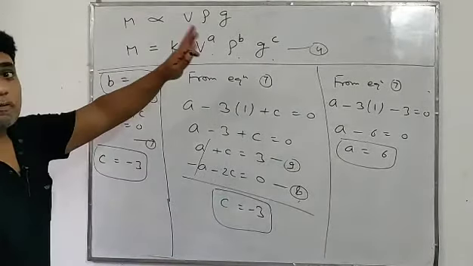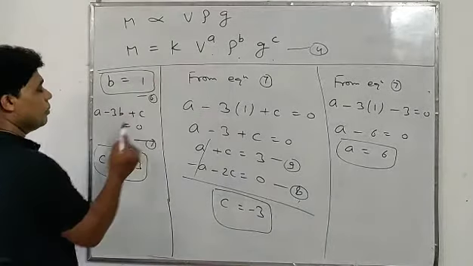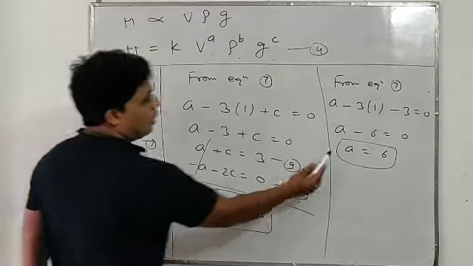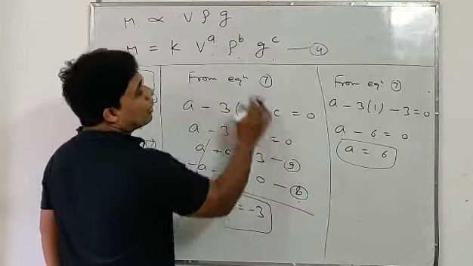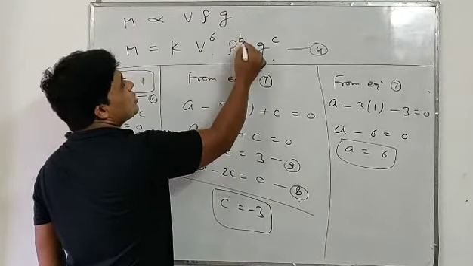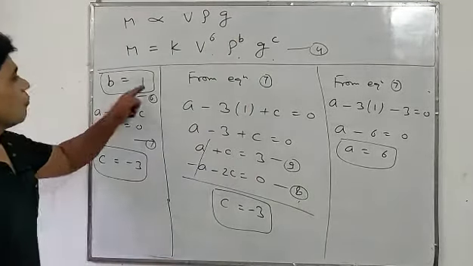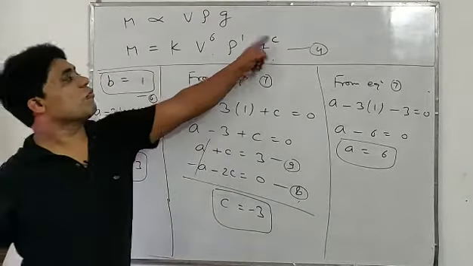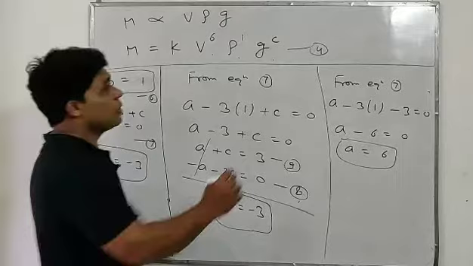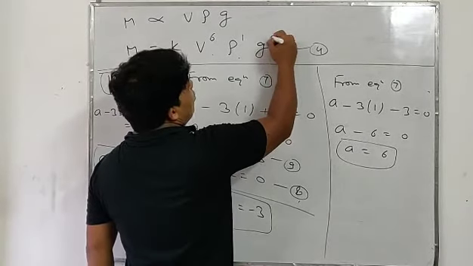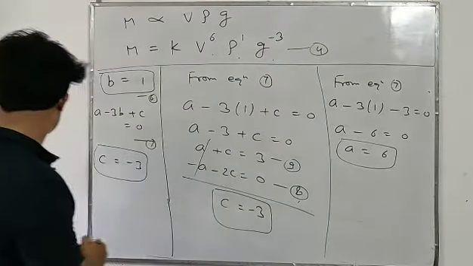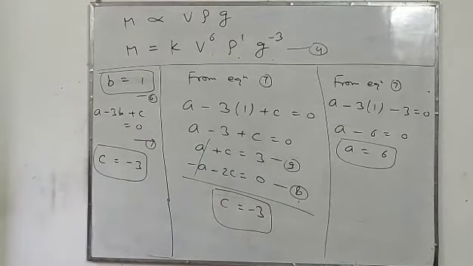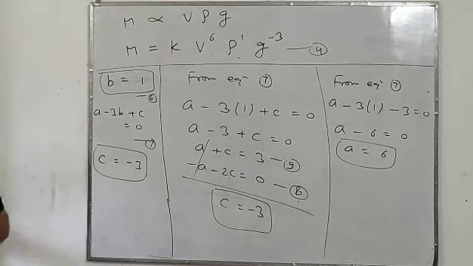Now we'll put them in equation number 4. What is a? Look, a is 6. Here I am going to put a as 6. What is b? 1. Here I am going to write 1. And what is the value of c? Minus 3. So I'm going to write minus 3 instead of c. Now you can take a screenshot again. I'm removing all these.